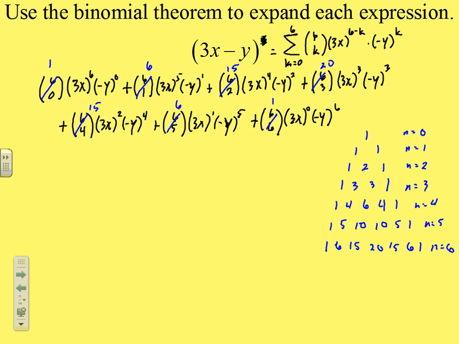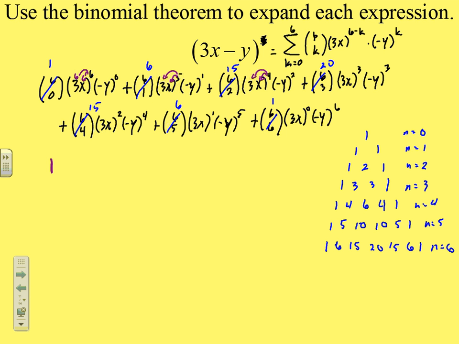All right. So now let's simplify it a little bit. So we're going to say 1. Now 3x to the 6th power is the same thing as saying 3 to the 6th power and x to the 6th power. Same thing here. It's like saying 3 to the 5th power, x to the 5th power. That's why I wanted to keep it in parentheses.